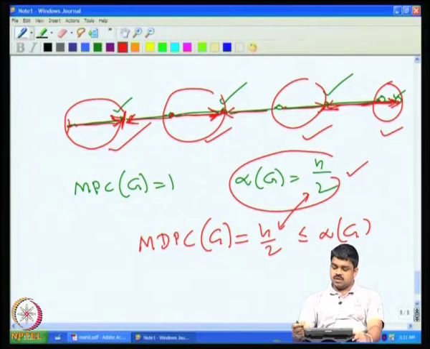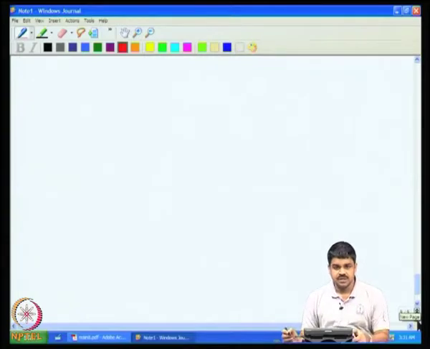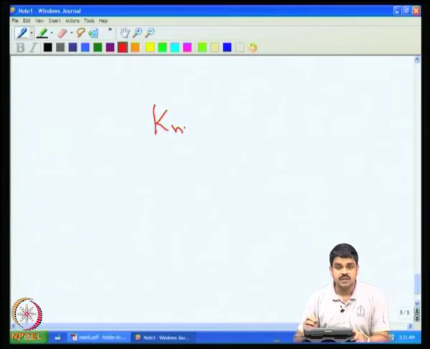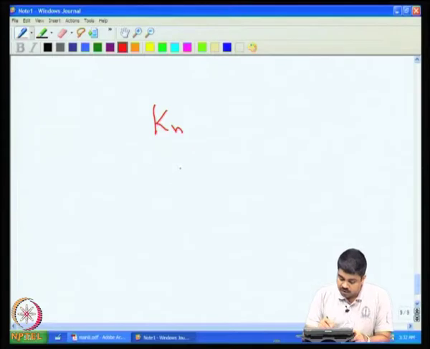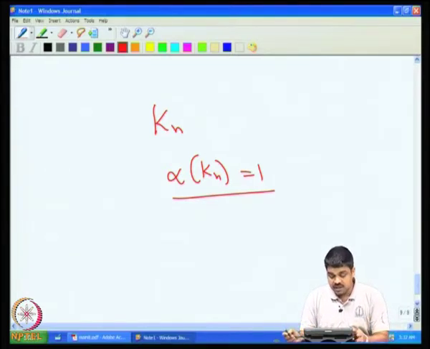So, thinking like that, another example which will come easily to our mind is the complete graph Kn. So what is so interesting about Kn? In Kn, the maximum independent set cardinality is only 1. You cannot have an independent set of cardinality 2 or more. So alpha of Kn is equal to 1. Of course, in Kn there is a Hamiltonian path.